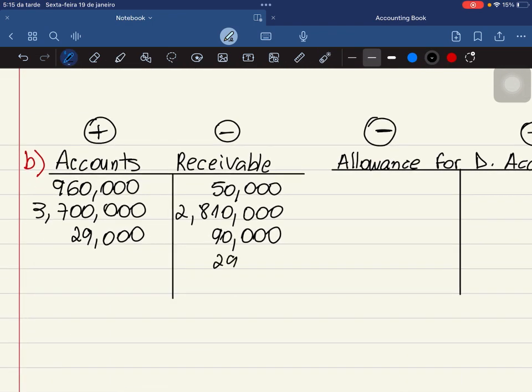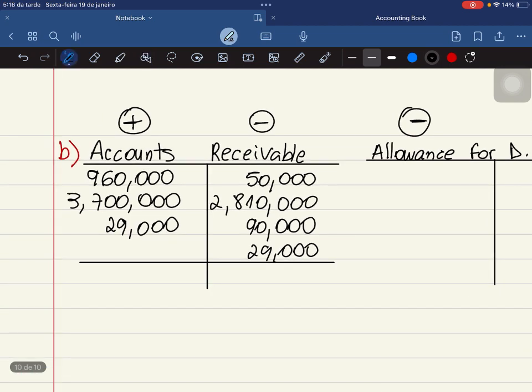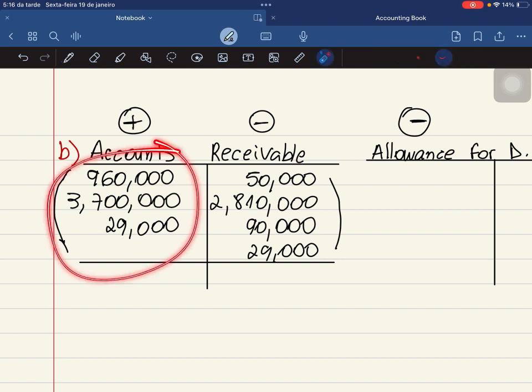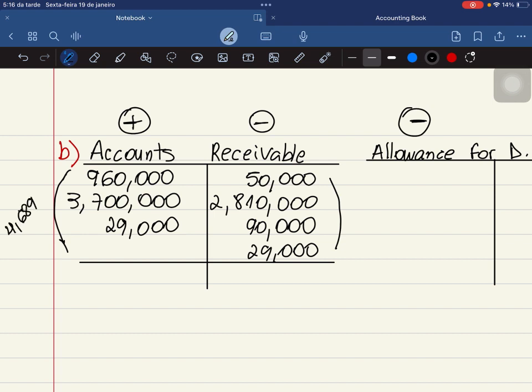Okay. So they want to know the balances, right? They want to know what is the ending number after we add and subtract all of these numbers. When you have something like this, the easiest way is to add each side and then see which one is bigger and then deduct from the biggest one. So for example, for this side over here, let's see how much we have. For this side, you're going to have 4,689,000.